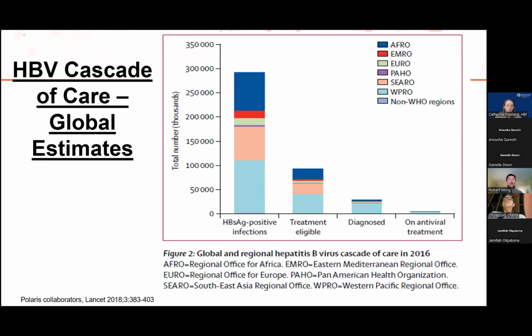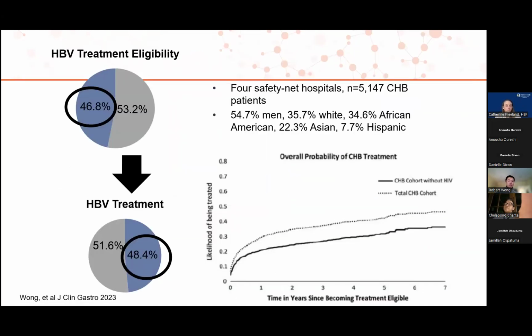Back to this graph that I mentioned: in addition to looking at gaps in diagnosis, there are gaps in treatment. You can see in the second bar the estimate of treatment-eligible patients globally, and the last bar are those that are actually on treatment. So there are huge gaps in effectively linking patients to antiviral therapy.